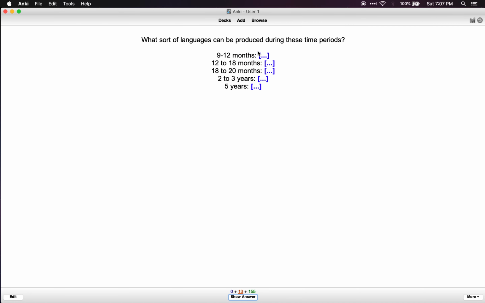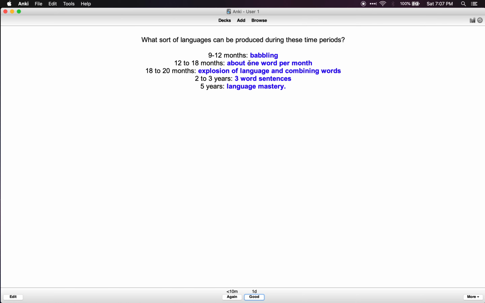Language development: 9 to 12 months, babbling; 12 to 18 months, about 1 word per month; 18 to 20 months, explosion of language and combining words; 2 to 3 years old, 3-word sentences; 5 years, full-on language and speech.